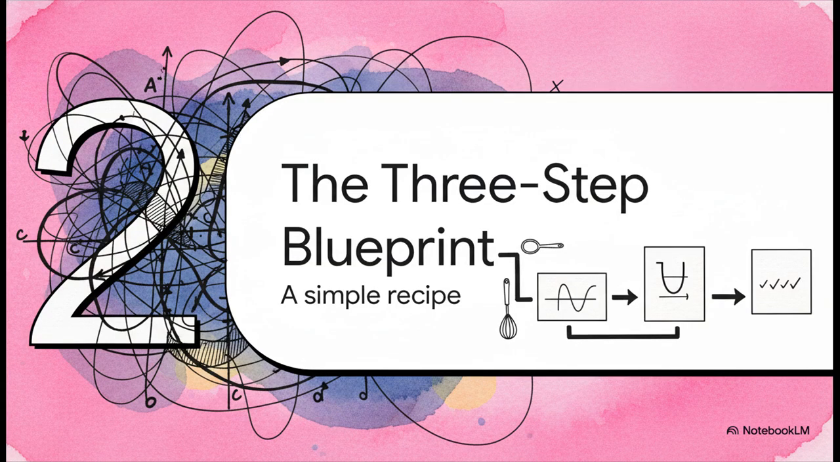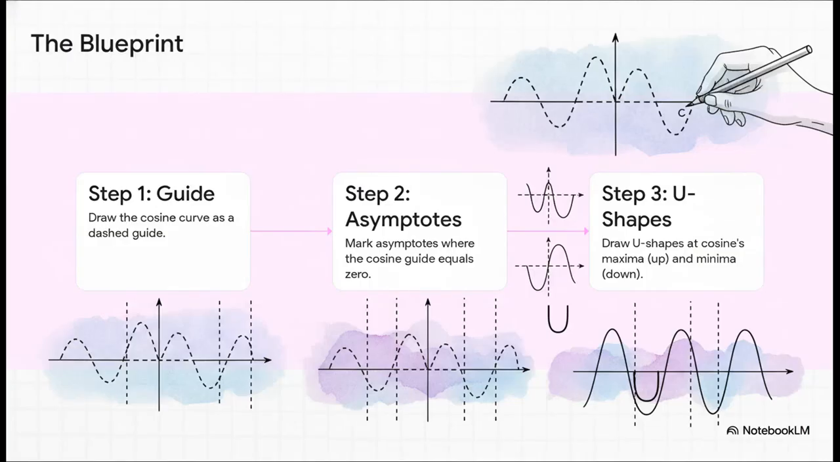All right, let's get to the good stuff. Our 3-step blueprint. This is where we turn that complicated-looking graph into a simple recipe you can use every single time. Okay, here's the blueprint. Step 1, you just lightly sketch your cosine wave as a dashed guide. For step 2, look for everywhere that guide hits the x-axis, wherever cosine is 0. At each of those points, you draw a vertical line. Those are your asymptotes. And finally, step 3, you go to every peak of your cosine guide and draw an upward U that just kisses it, and at every valley, you draw a downward U. And that's it. That is the entire process.